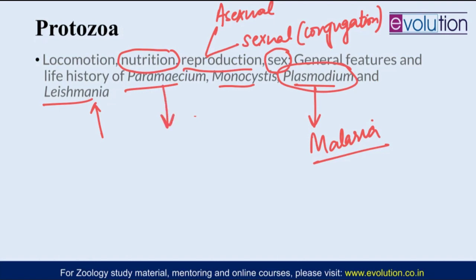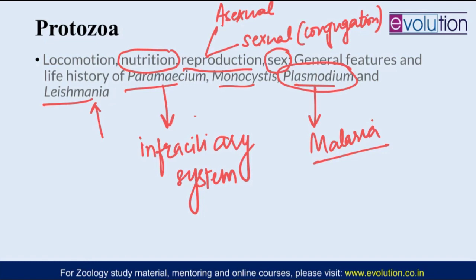In Paramecium, you also have to focus on the infraciliary system, that is the system below the cilium. So an individual cilium can further have, beyond the basal granule, the kinetodesma. That is what you have to study under the infraciliary system. Monocystis is the parasite of earthworms. You have to study this life cycle with respect to earthworms.